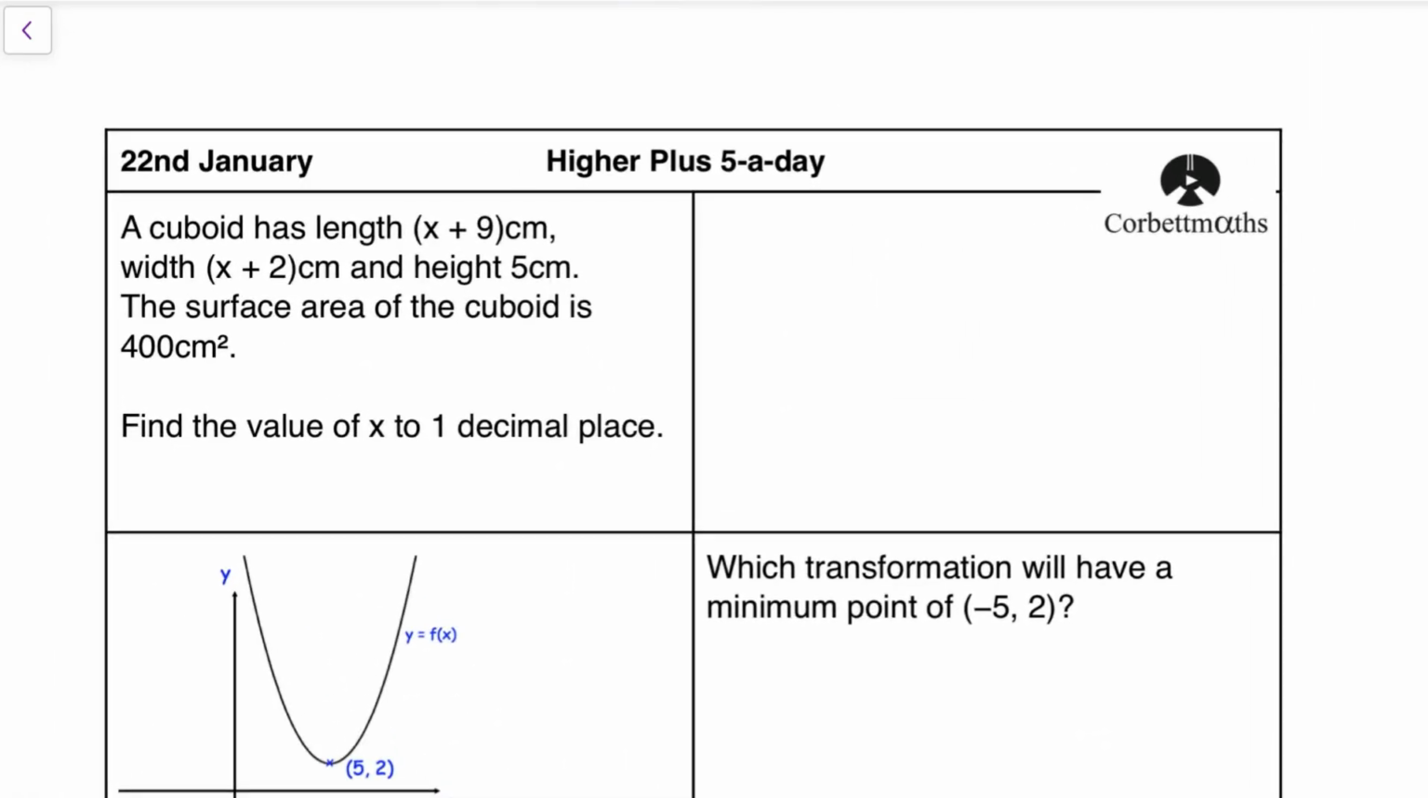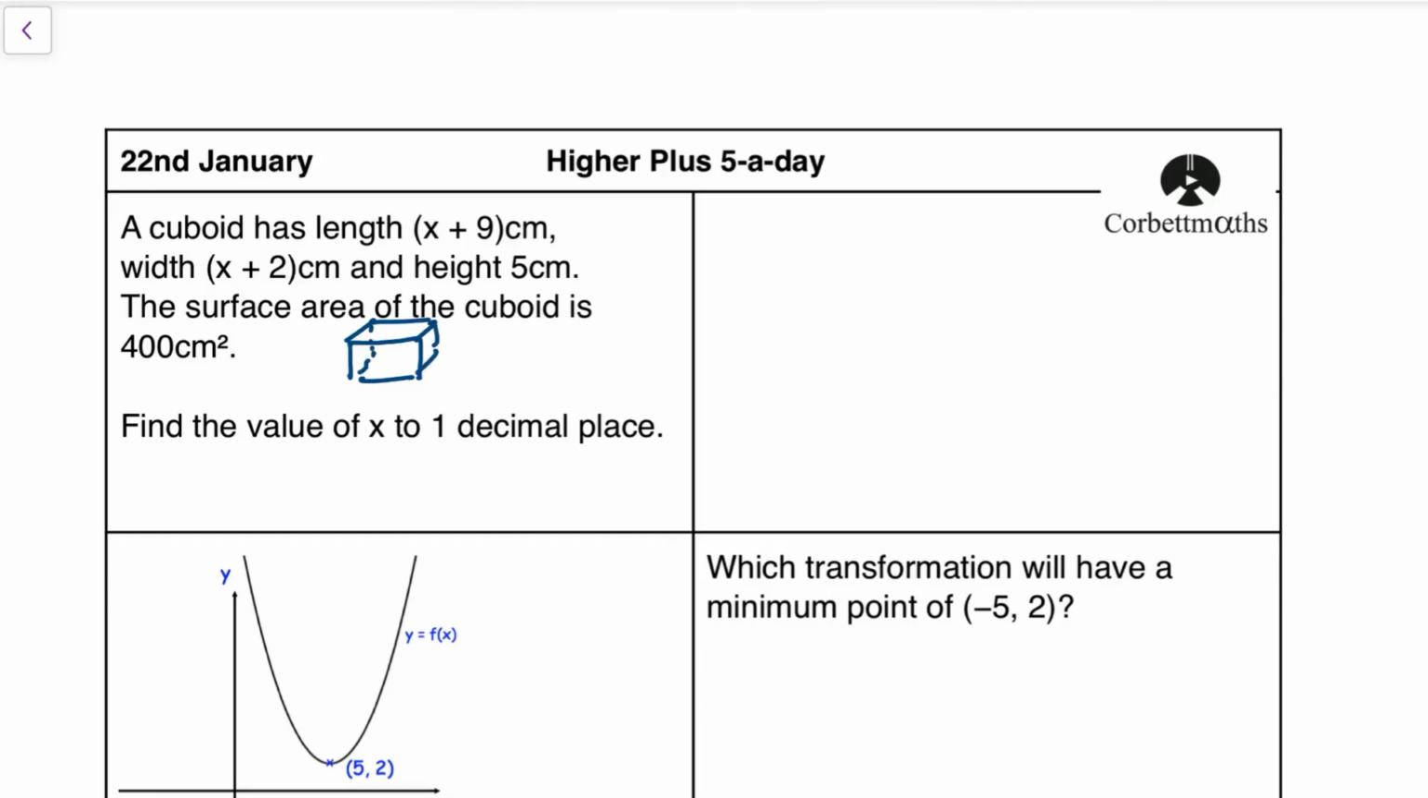Okay, so what do we have? A cuboid has lengths x plus 9, x plus 2 and 5. The surface area of the cuboid is 400. Okay, there's quite a lot going on here. I don't have a huge amount of space. Obviously, I can use over to the right, but I don't want to go too far away from the sheet itself. A cuboid is a shape that looks like this.